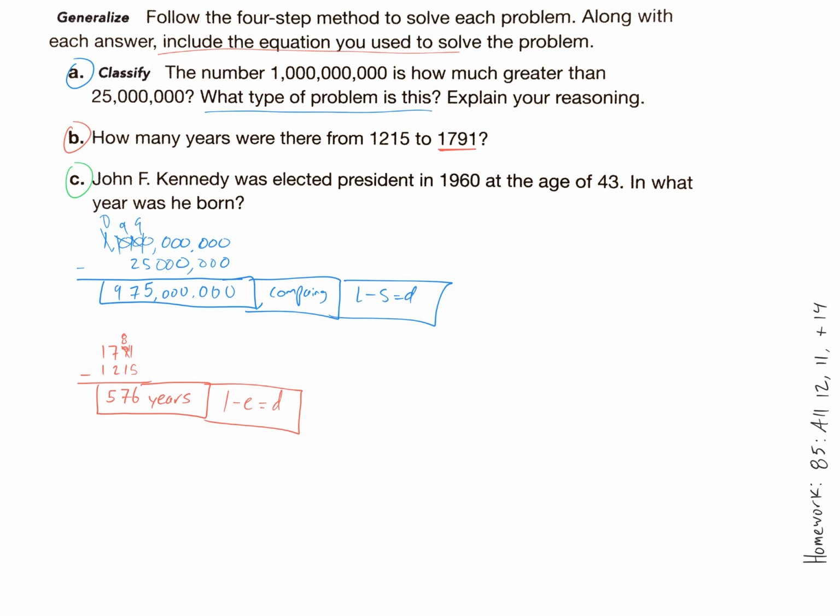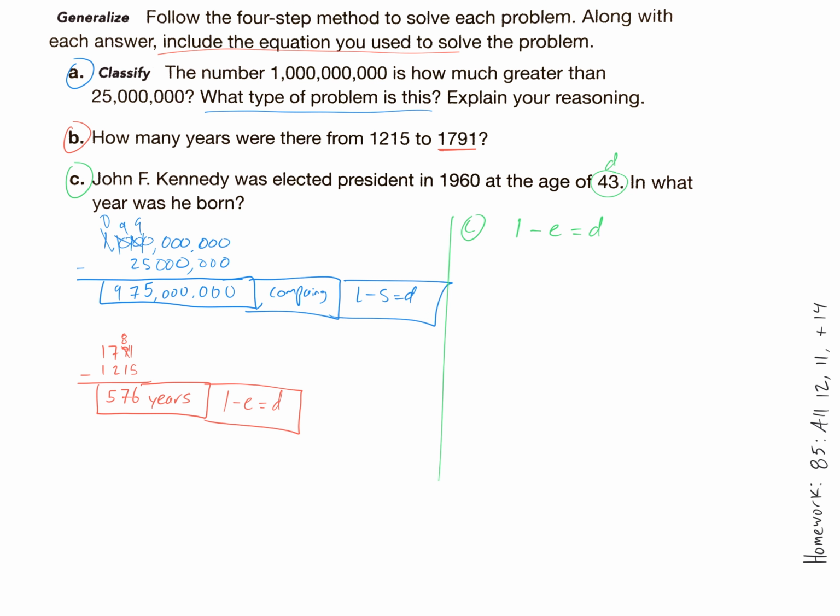John F. Kennedy was elected president in 1960 at the age of 43. What year was he born? Come over here for part C. So this is going to be elapsed time. And so this is going to be later date minus earlier date is going to equal the difference. Well, the difference is going to be that 43, because that's how old he was.